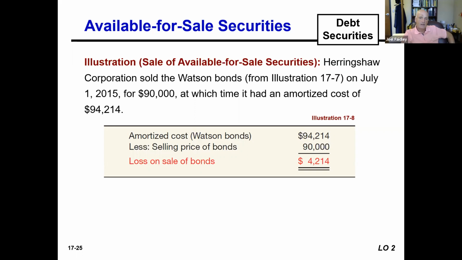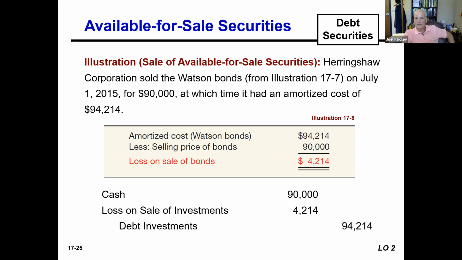You've actually sold it. So we got to make that transaction just like you would have learned in 2010 and 3010. I received $90,000. I take it off debt investments at the amortized cost, right? $94,214. And then the difference is going straight to loss on sale of investments to my income statement.